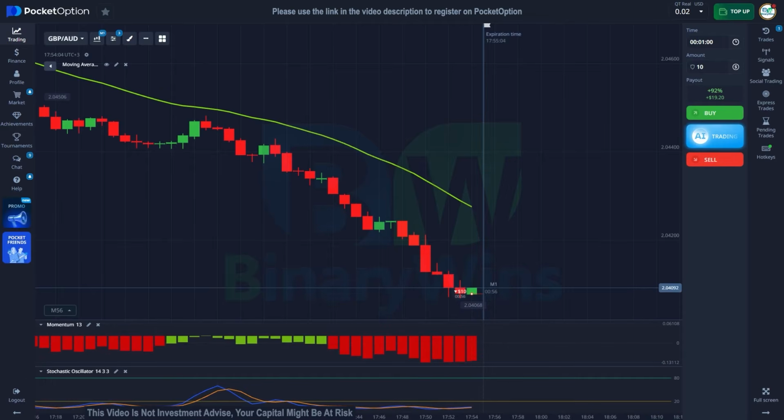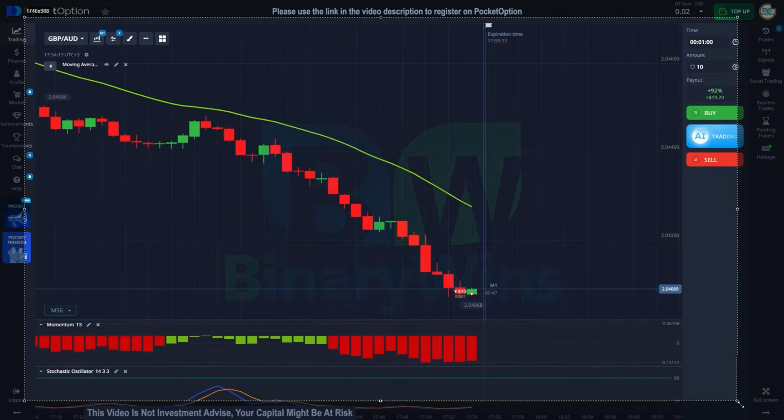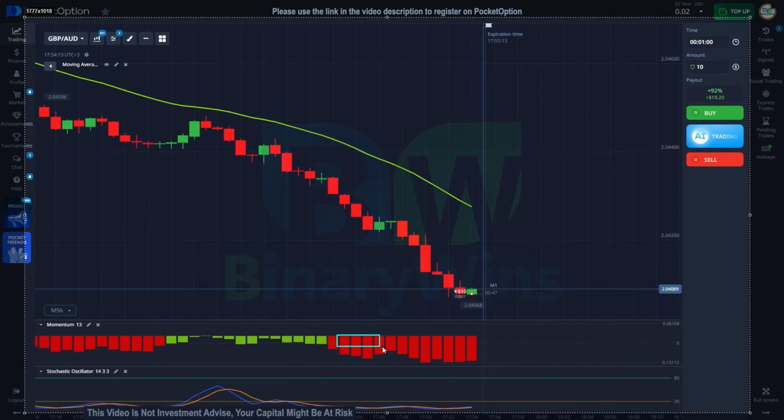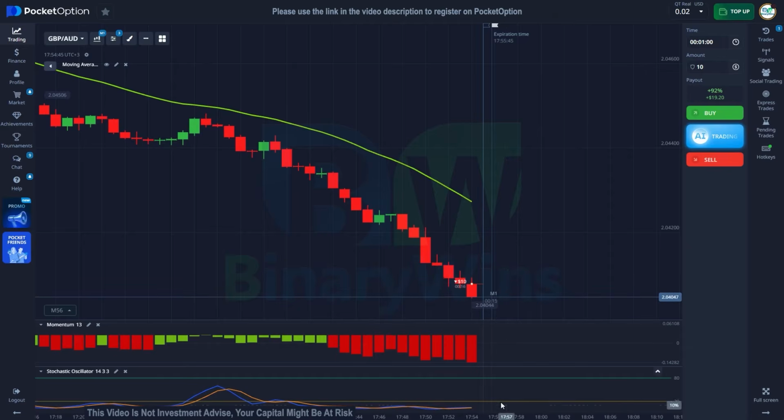Okay, I entered a lower trade. You see that we have the red histograms here, we have the momentum trend, the candles are below the moving average, and stochastic is in the oversold zone. We are waiting for the trade to close.